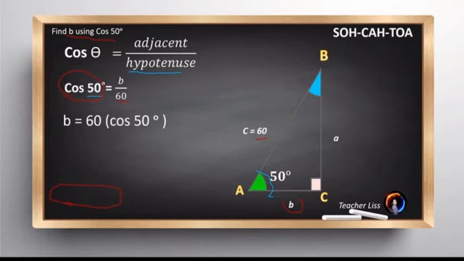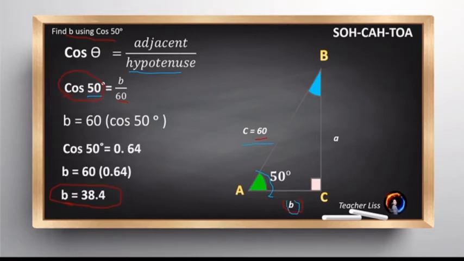All you have to do is set your calculator to degrees, and once it is done, you will be able to see the three letters DEG on top of it. That stands for degrees. Then you press the key COS, followed by the number 50 and the equal key. Then you will get the specific value for cosine 50 degrees. What is that? Cosine 50 degrees is equal to 0.64. So if you multiply 60 times 0.64, you will get the value for B, which is 38.4.